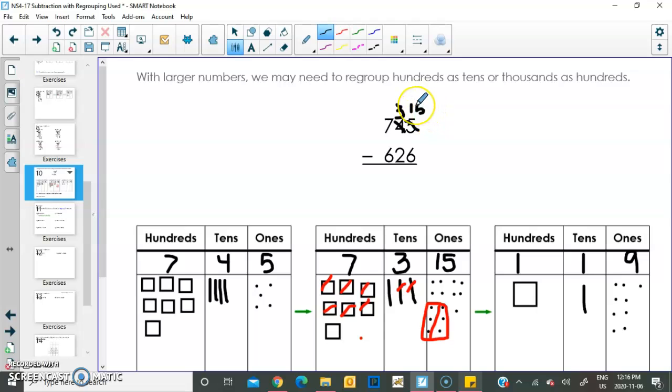So now we have 15 minus 6. What does 15 minus 6 equal? Good, 9. What does 3 tens minus 2 tens equal? 1 ten. And what does 7 hundreds minus 6 hundreds equal? Very good, 100. So the answer is 119, just like we got down here using the chart.